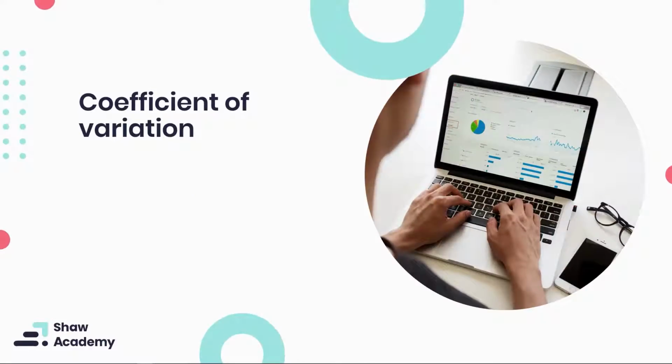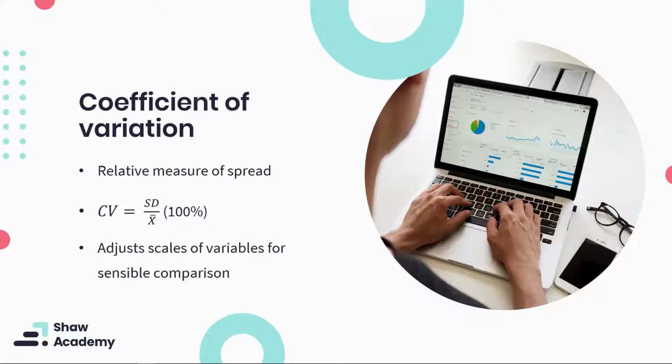Our coefficient of variation, which we can abbreviate to CV, is the statistic we use to indicate the relative measure of spread in the data. The CV is therefore the variation relative to the magnitude of the mean. The CV is calculated by dividing the standard deviation by the mean, times 100%. So when do we use the coefficient of variation? We use the CV when we want to compare variables that are measured on different scales. The CV adjusts these scales so that comparison is sensible.